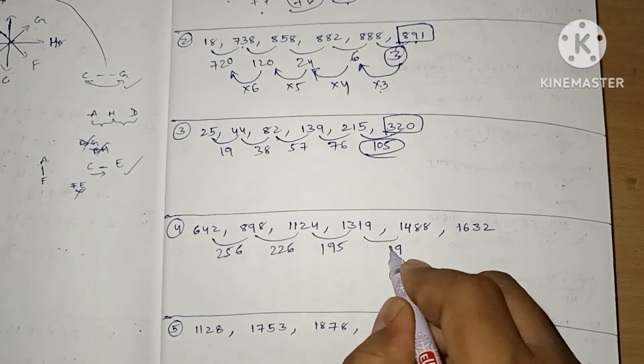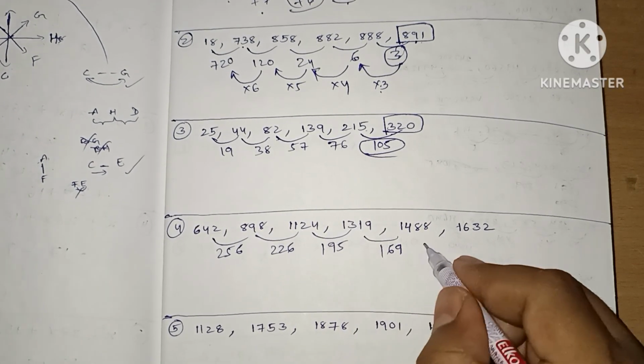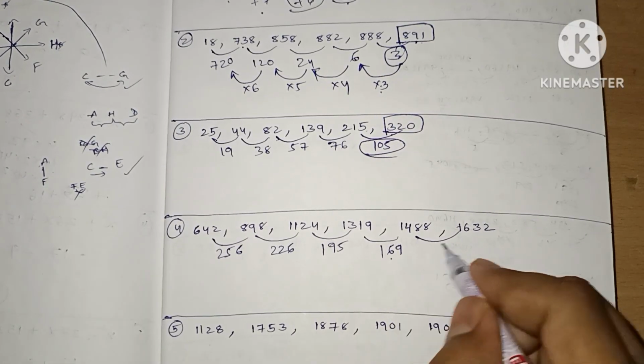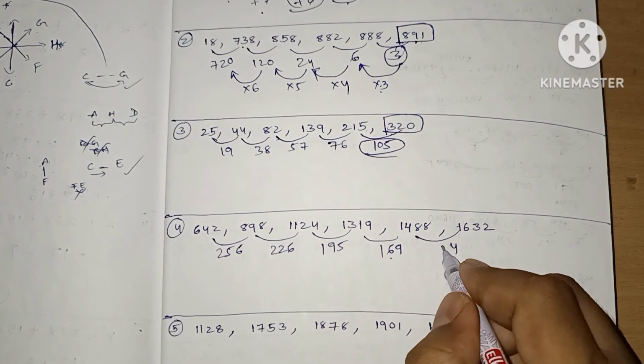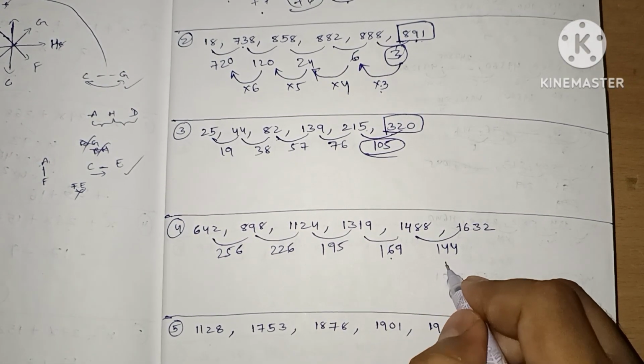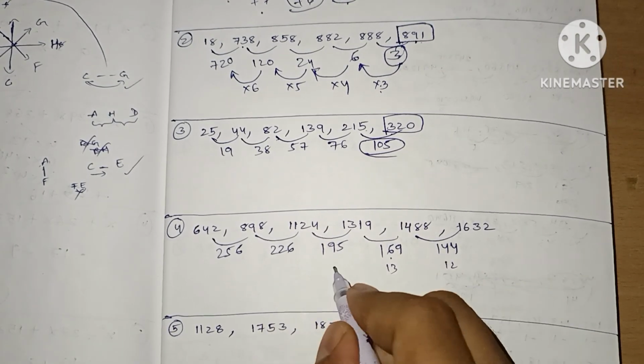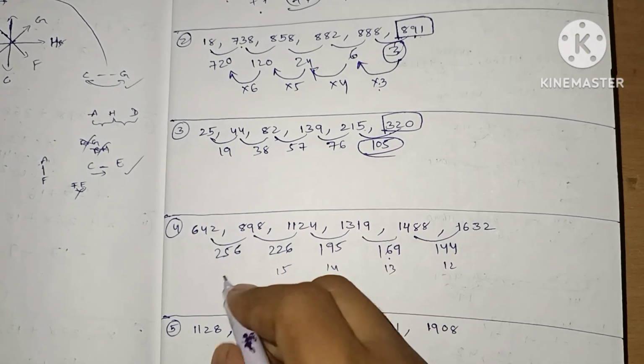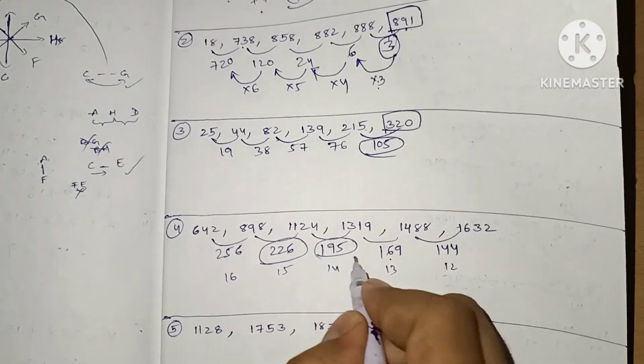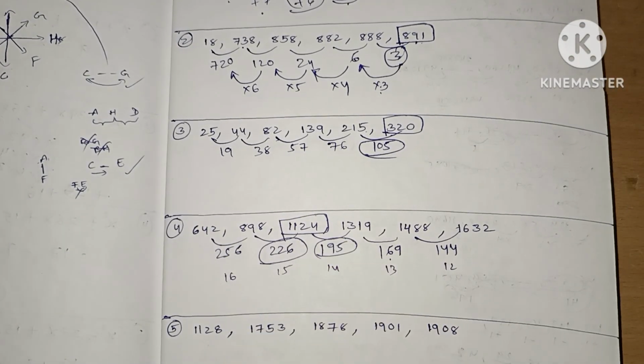Here it is 9, 6 and 1. Here the difference is, this is also a square number. Here the difference is 4, 4 and 1. It is also square. 12 square, 13 square, 14 square, 15 square and 16 square. These two are wrong numbers. So this is our wrong number.